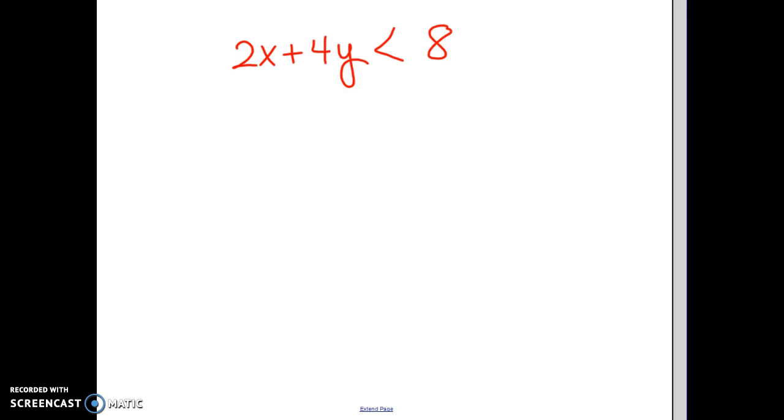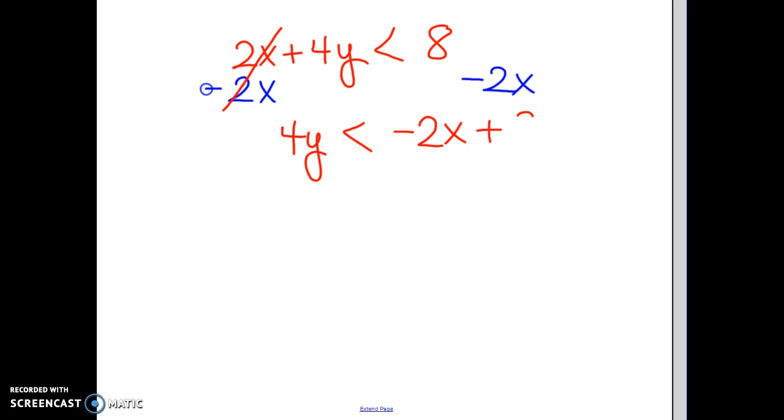So my first step is to take the x term and move it from the left side of the inequality to the right side of the inequality using subtraction. And I'm subtracting because the 2 in front of the x is positive. So that cancels. I bring down my 4y, I bring down my less than symbol, and I now have negative 2x plus 8.